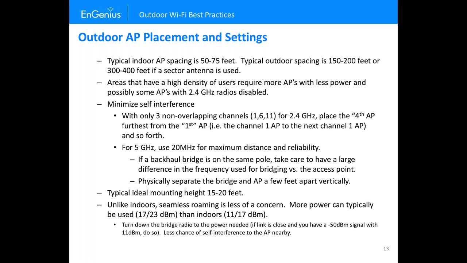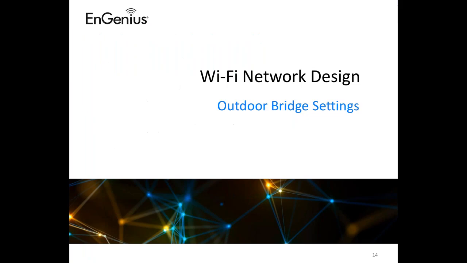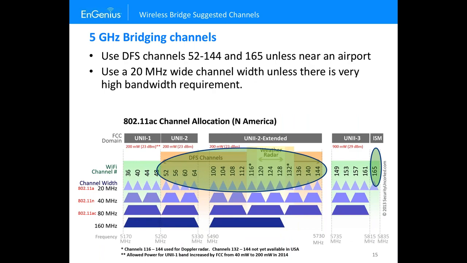Let's say you have a pole with a bridge mounted on the same pole as an access point, you'll cause less self-interference. A thing that a lot of people overlook is that you could be on an entirely different channel, and if you're close enough to another radio, you're still going to cause some interference to it. It's referred to as a near-far problem.